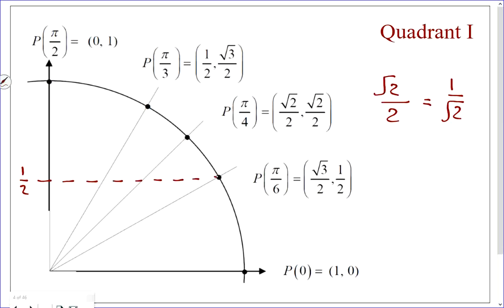About 0.7, isn't it? 0.707. What's root 3 divided by 2? Pretty close to 0.9, isn't it? 0.866. So you can kind of see what's happening here. There's your 0.5 for a y coordinate. Here's your approximately 0.707. Here's your very approximately 0.85 or 0.9.